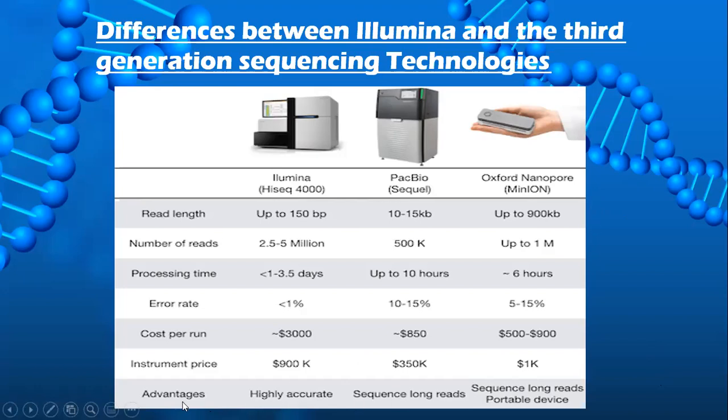And the advantages of the three types of technologies are that Illumina is highly accurate, whereas PacBio and Oxford Nanopore are not as accurate. Also, both PacBio Sequel and the Oxford Nanopore MinION can sequence long reads, whereas Illumina cannot do that. And the Oxford Nanopore MinION is also a portable device.